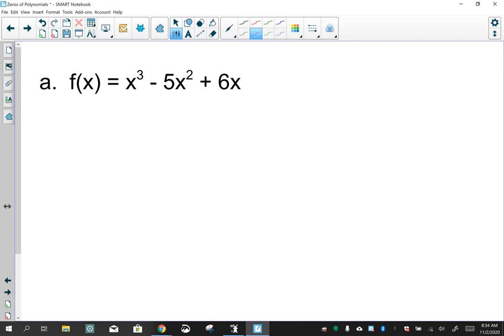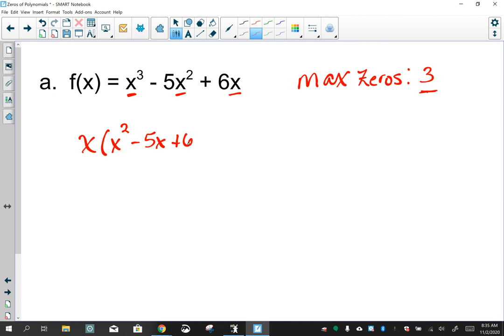If I look at this first one here, my highest exponent is a 3, so my max zeros is going to be 3. Now we can go through the process of trying to factor these down and see how many actual zeros we have. There's not much I can do with this right now, but I do notice I've got an x cubed, an x squared, and a single x. So I can pull out one of those x's, and I'm left with x squared minus 5x plus 6.